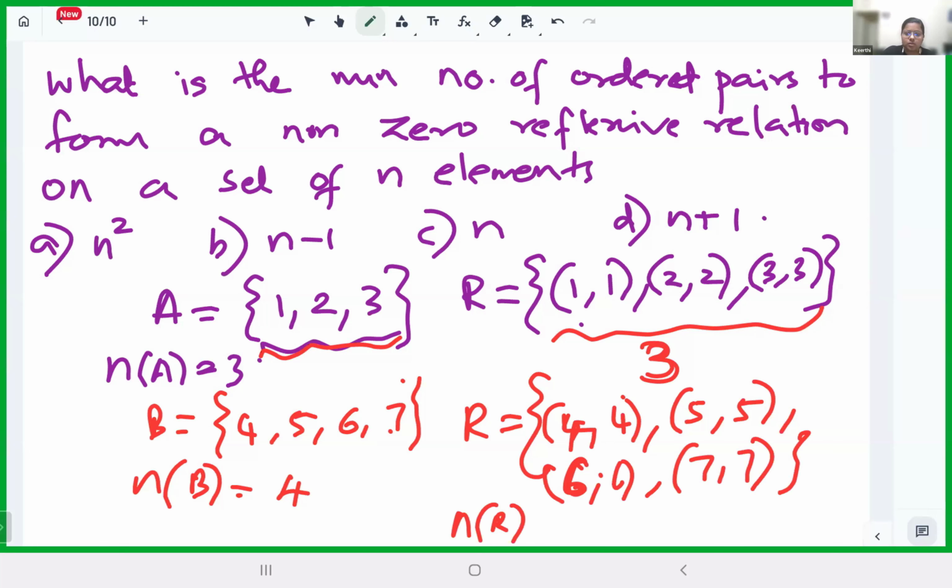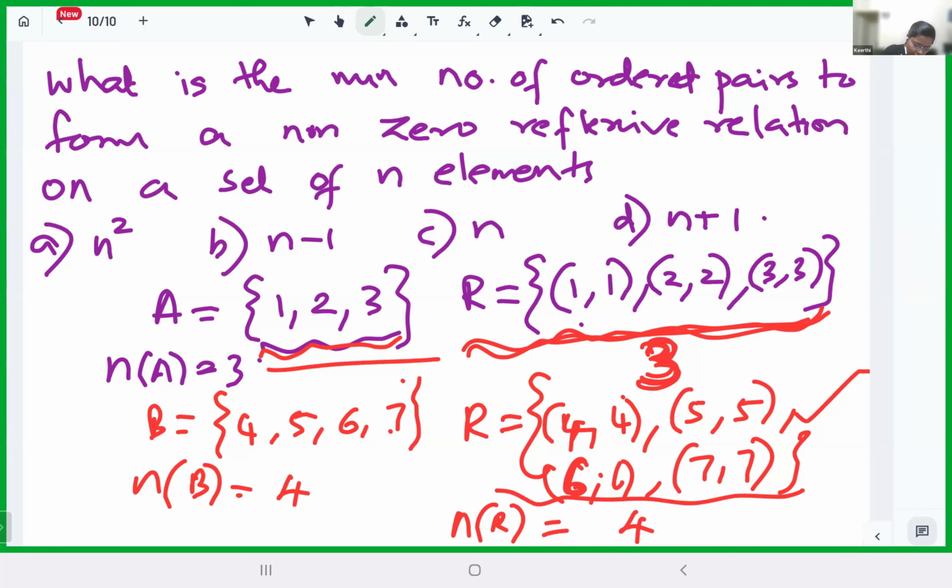So, n of r is equal to 4. So what is the connection between the number of elements in a set and the number of elements in a non-zero reflexive relation? It is the same, right? So we are asking about the minimum number of ordered pairs for this to become a reflexive relation. With a minimum of 3 ordered pairs, we get a reflexive relation on a set of 3 elements. Similarly, with a minimum of 4 ordered pairs, we get a reflexive relation on a set of 4 elements. So what can you say about this?